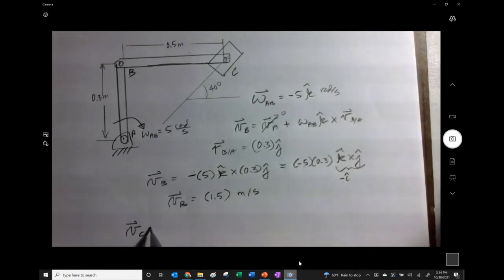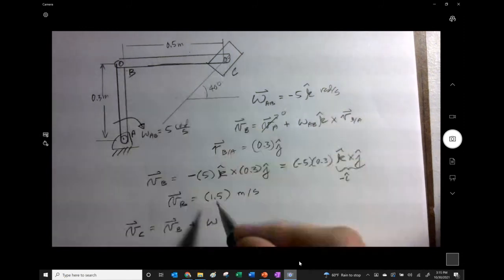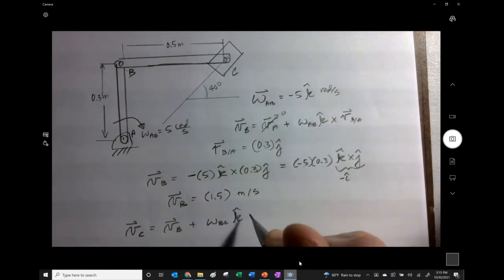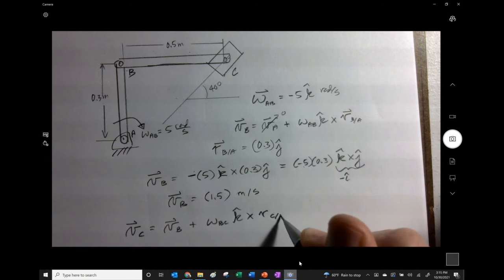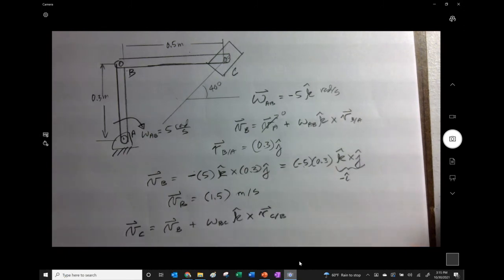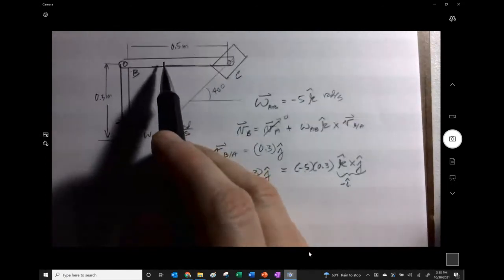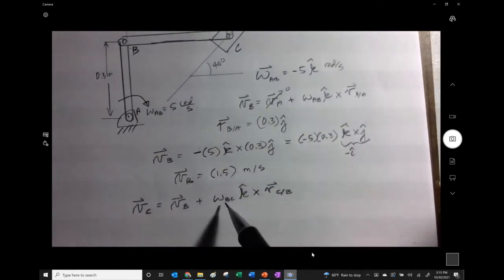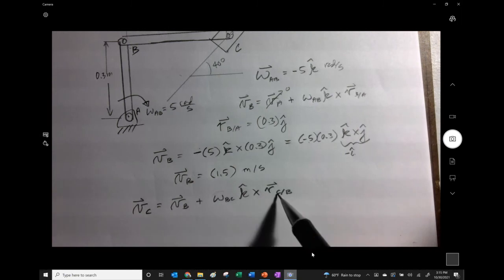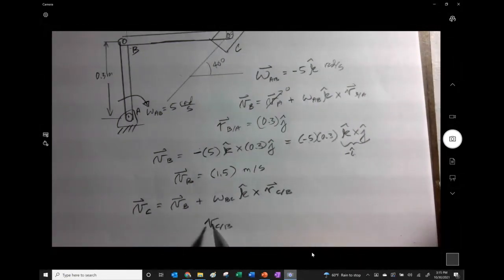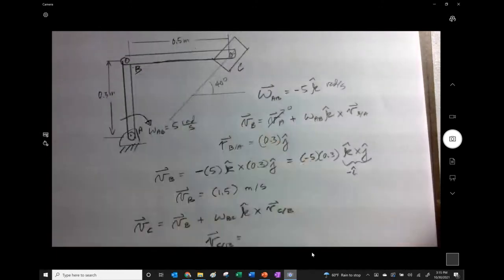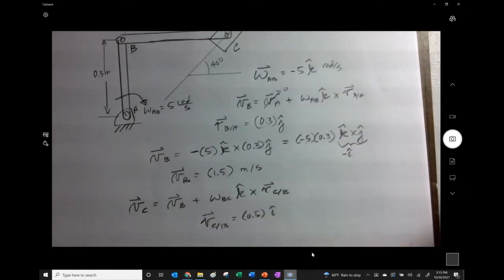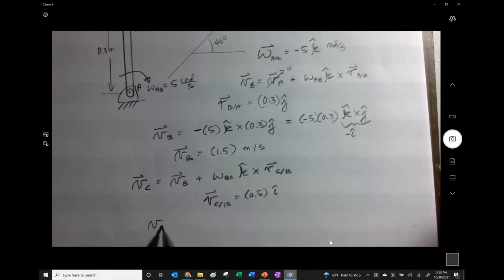And then we're going to say the velocity of C now is going to be equal to the velocity of B plus omega BC K crossed with RC with respect to B. And we don't know the omega of this. In fact, that's one of our goals that we're looking for. So we're going to assume it's positive. We can write out this equation, which is really boring. That's going to be 0.5 I.